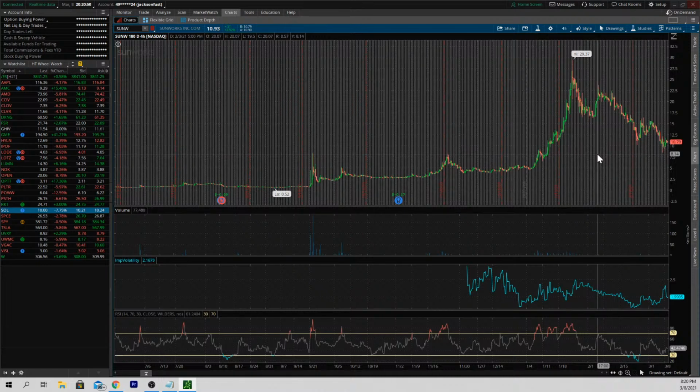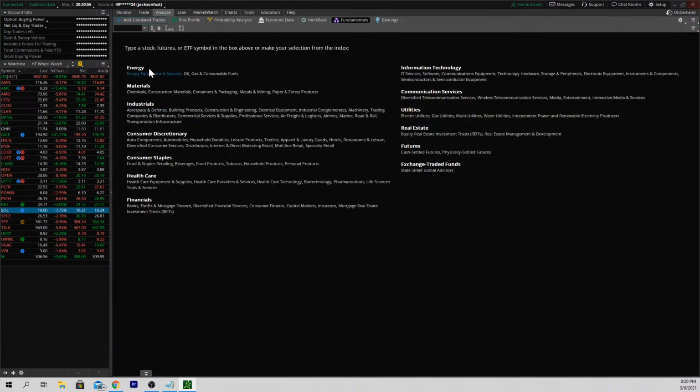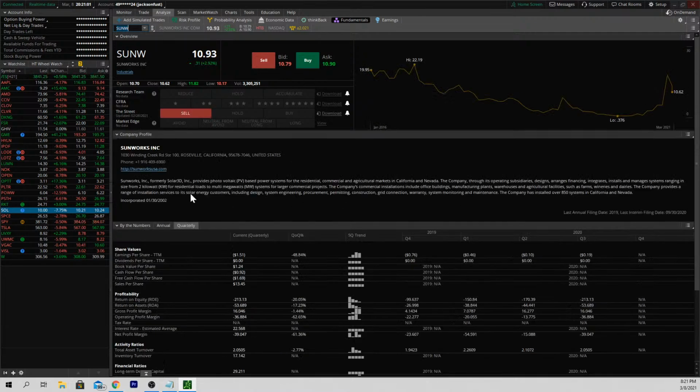And if you're bullish on this stock, you like what they have been offering. I think it's solar energy. We could, again, look at our Analyze tab. SUNW. It'll tell us exactly what it is. Sunworks, formerly Solar 3D Inc., provides photovoltaic-based power systems for the residential, commercial, and agricultural markets in California and Nevada.